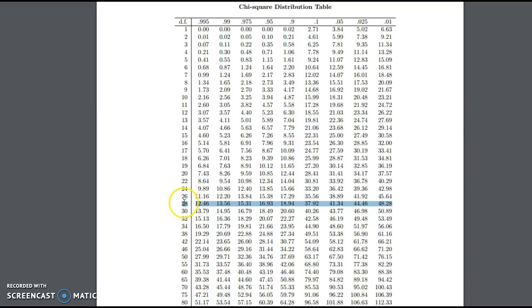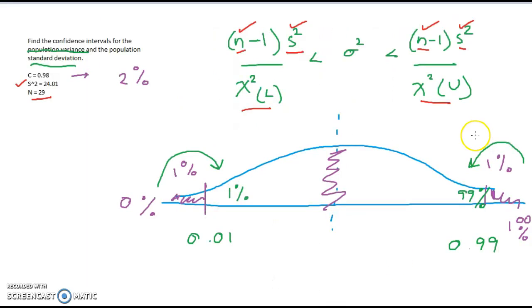All right, so look, 28 degrees of freedom, and we want the upper bound to be this one, 0.99, so that's 13.56. And then for the lower bound, the 0.01, we want it to be 48.28. Using those numbers, this is what we would end up with. Let me scroll down a little bit to clear up some space.